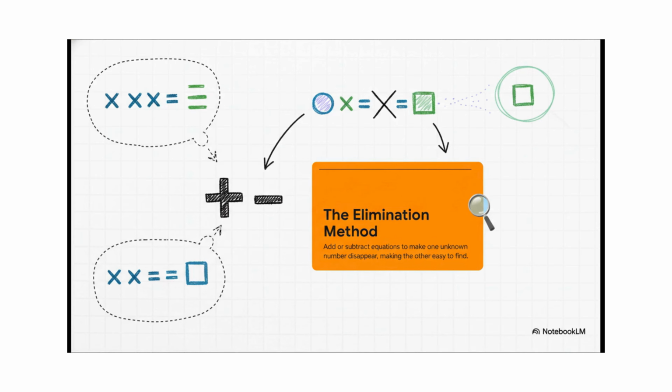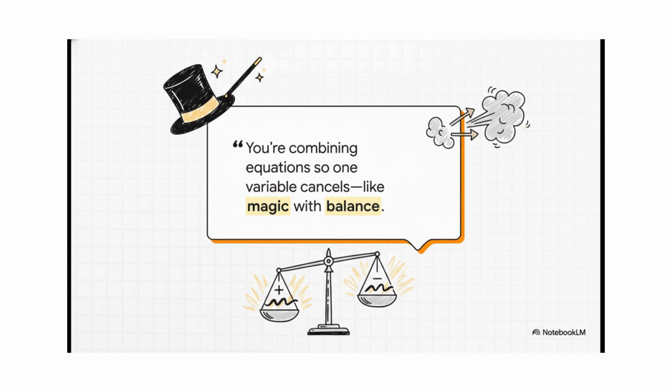It just vanishes. You know, the source material puts this perfectly. It says you're combining equations so one variable cancels, like magic with balance. And that's exactly it. Because each equation is a true balanced statement, we can add them together, and the result is still a true balanced statement. It's that principle that lets us make one of the variables just disappear.